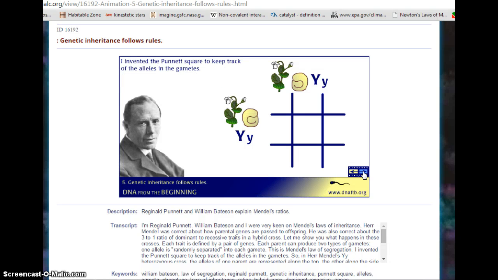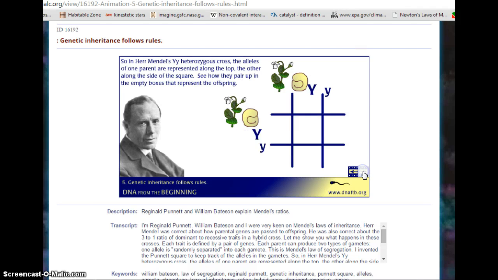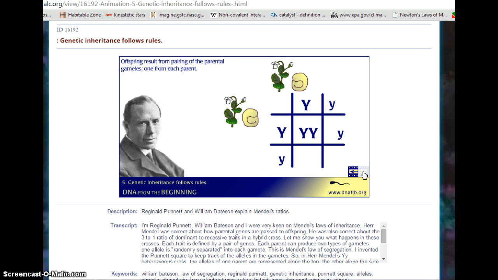I invented the Punnett square to keep track of the alleles in the gametes. So in Herr Mendel's heterozygous cross, the alleles of one parent are represented along the top and the other along the side of the square. See how they pair up in the empty boxes representing the offspring? Offspring result from pairing of the parental gametes, one for each parent. The offspring genotypes are seen there.